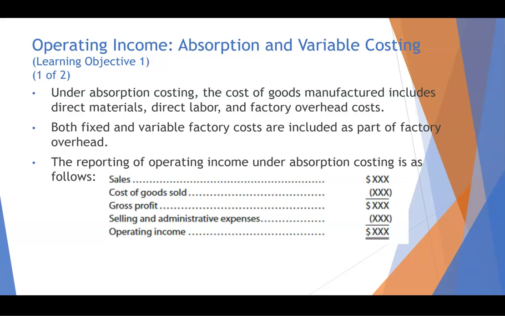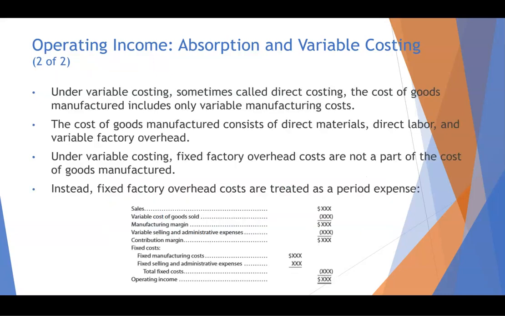Under absorption costing, the cost of goods manufactured includes direct materials, direct labor, and the factory overhead cost. It includes both fixed and variable costs as part of factory overhead. So as you see, under absorption costing, we would see our sales, our cost of goods sold, which then gives us our gross profit. Then once we have our selling and admin, we would get our operating income.